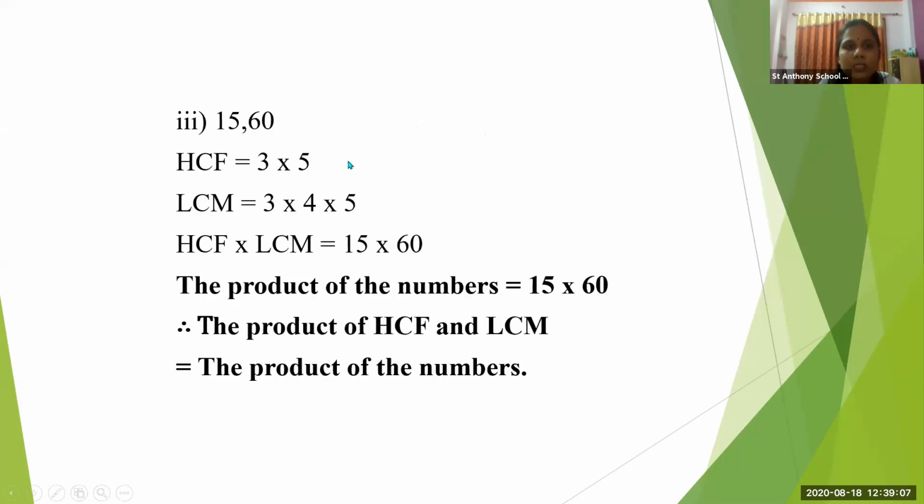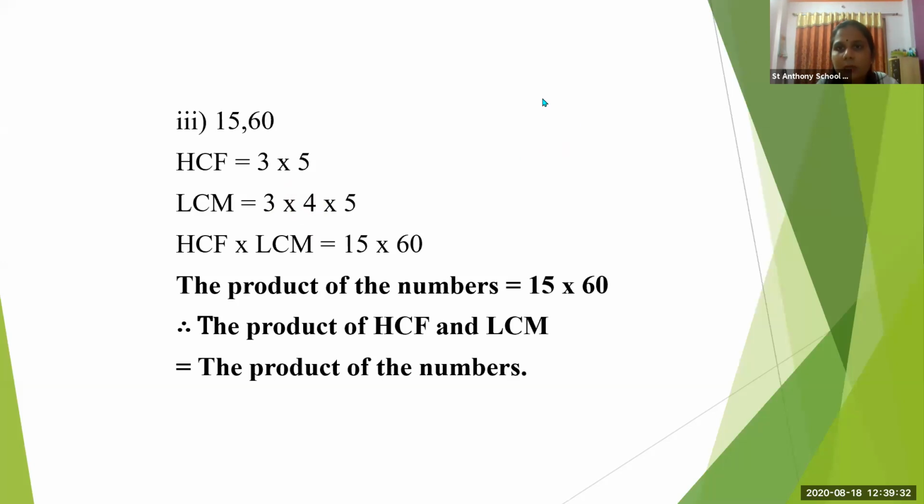Now 15 and 60. See this problem. 15 and 60. Let's find the factors of 15 first. 3 5s are 15. 3 into 5 will be the factors. 60 अगर हम लोग करते हैं तो 3 into यहाँ पे 2 into 2 आएगा. ठीक है. 2 2s are 4 into 5. What are the common factors?